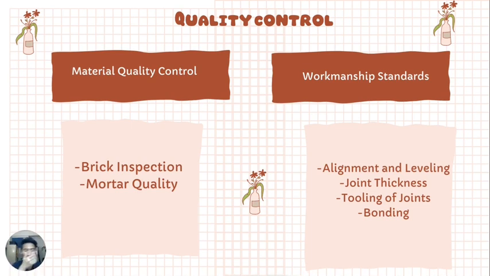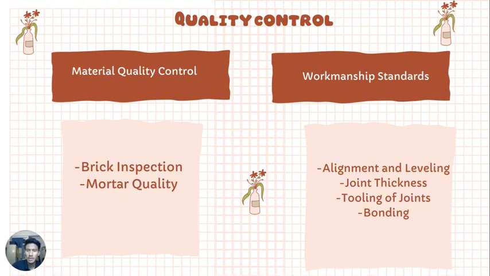Okay, the next element is mortar quality. Conduct inspection of the mortar mix, ensuring it meets all the specifications in terms of proportion, consistency, and absence of contaminants. Okay, the next one is workmanship standard. We have four elements here, which are alignment and leveling, joint thickness, tooling of joint, and bonding.